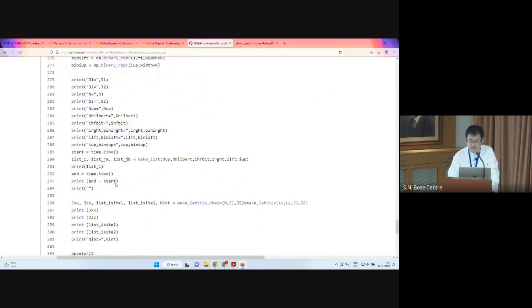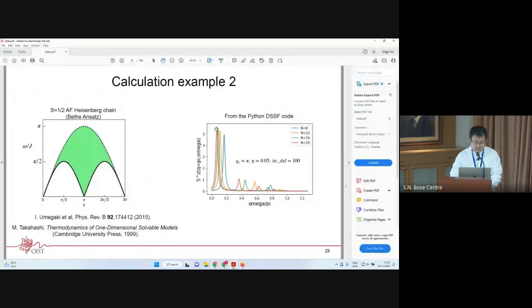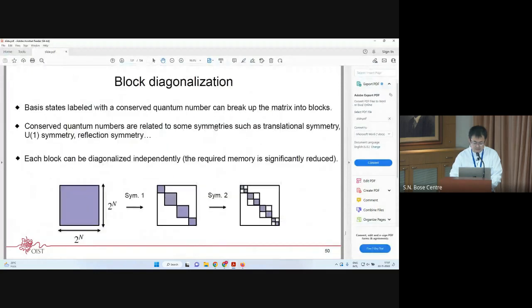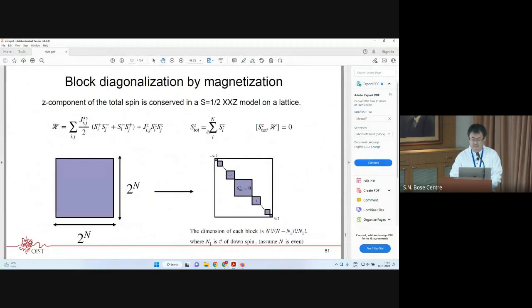Is Sz the Z component of the spin? Yes, Sz means the Z component of the total spin. That is defined in my lecture notes. Here, that's the definition of the total Sz.